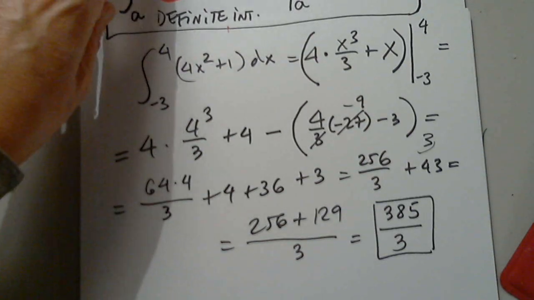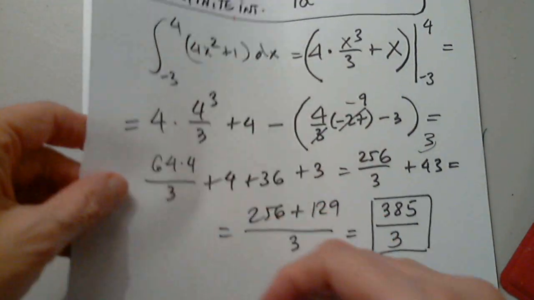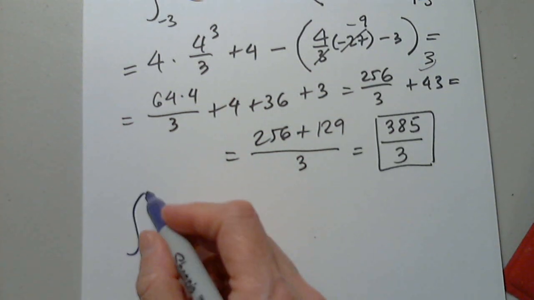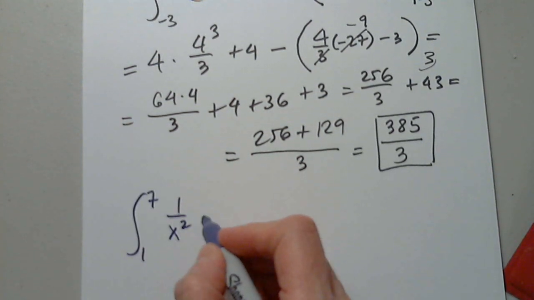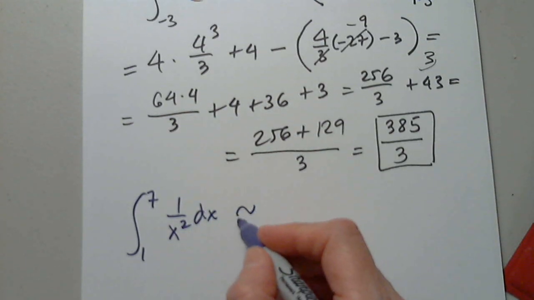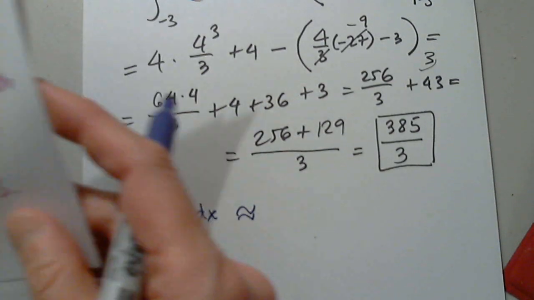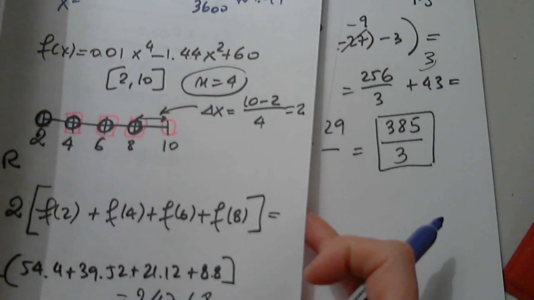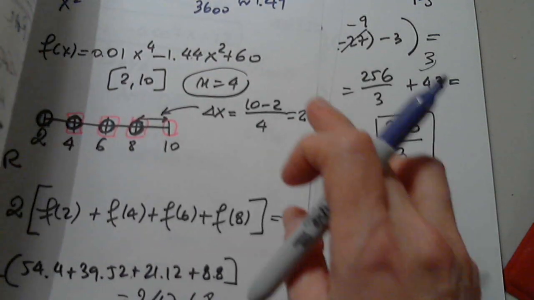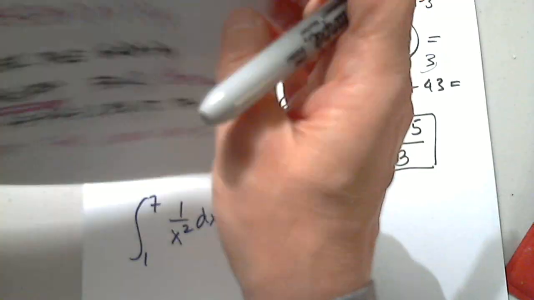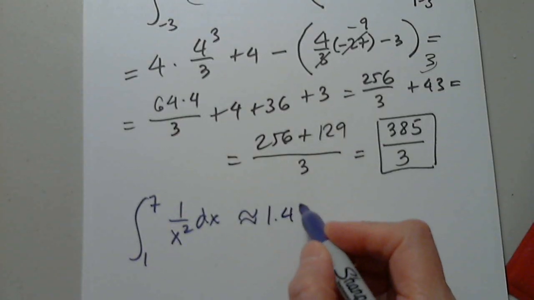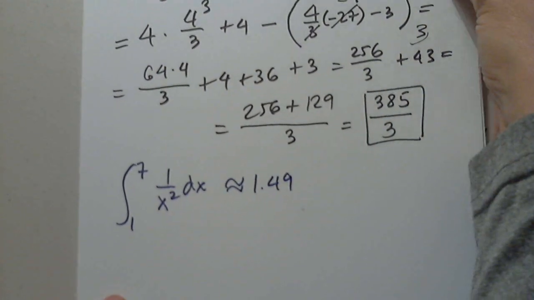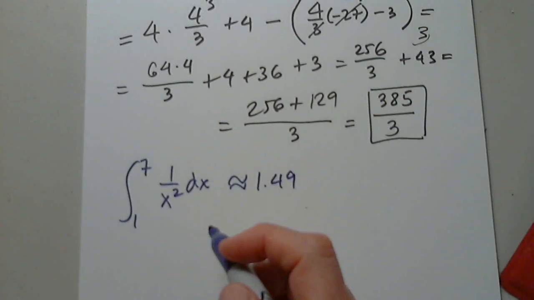I promised to determine that area. So let's determine that. We have the integral from 1 to 7 of 1 over x squared dx. Remember, we got an approximation, what was it exactly? What did we get? 1.49, correct. That was our calculation using approximations. But now we want to determine it exactly.